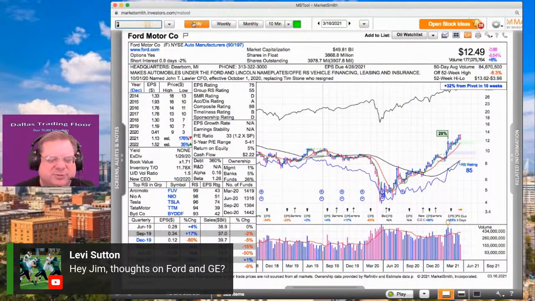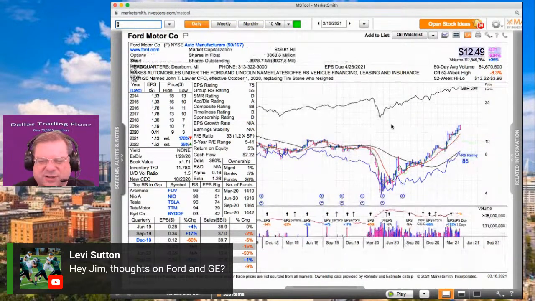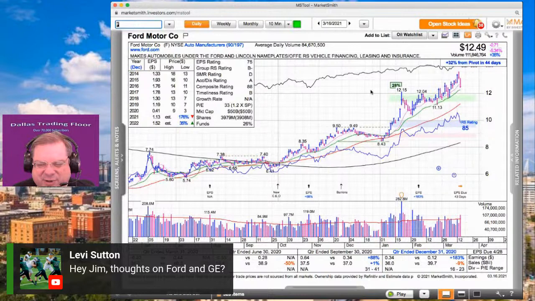Actually, let's move it back here. The correct entry point was about 12.14. That was where I entered it. Yeah, there we go. This was the correct entry point here, just above that, at about 12.14, right before it hit that high. So it's pulled back to the 10-day line. Let's see if it can hold on the 10-day line.